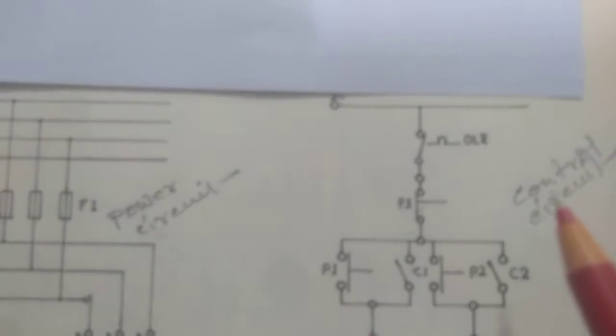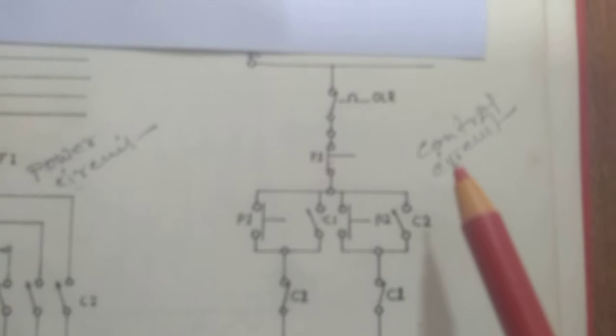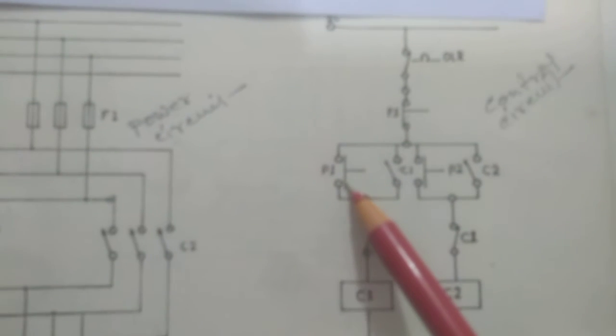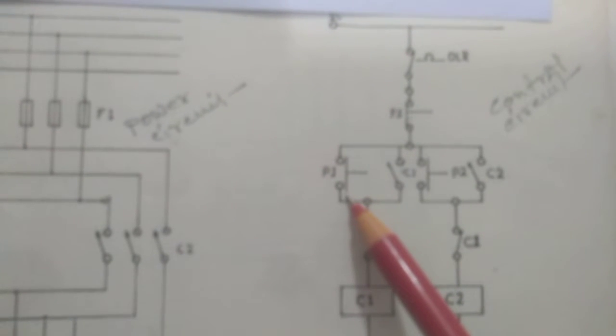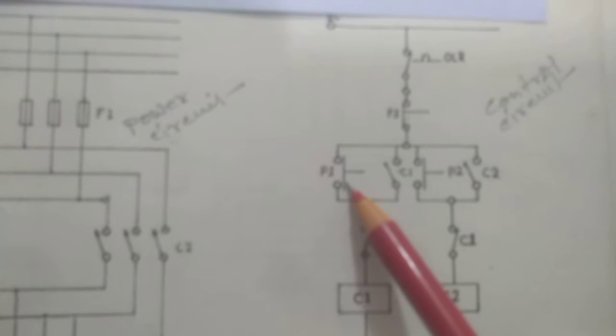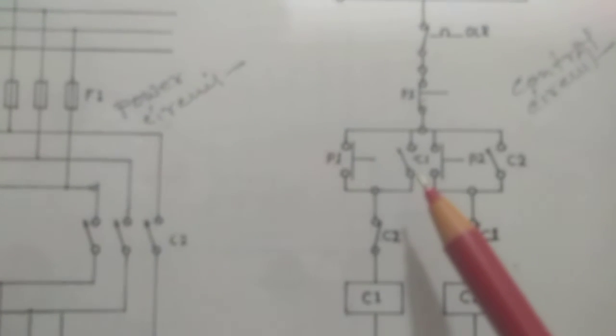Now here, this is connected here. This is a control circuit here. The overload relay here, this is normally close. This is a push button P1 here. This is a normally close contact here. The P1, they are normally close here. These are normally open.